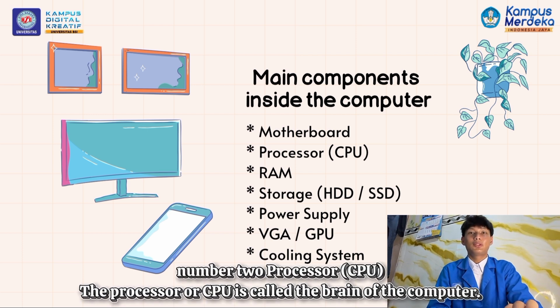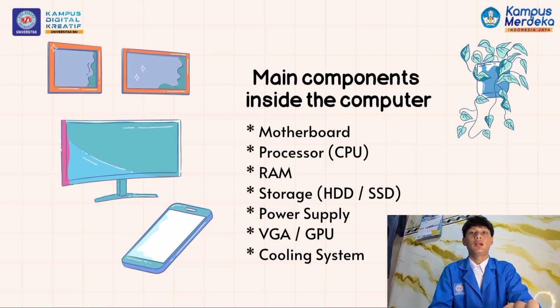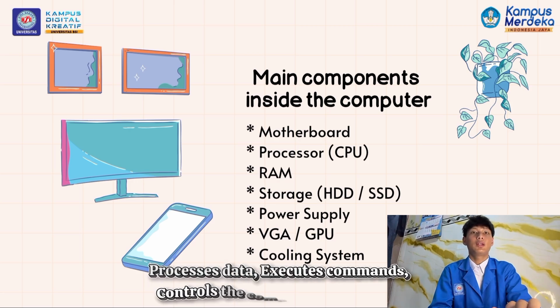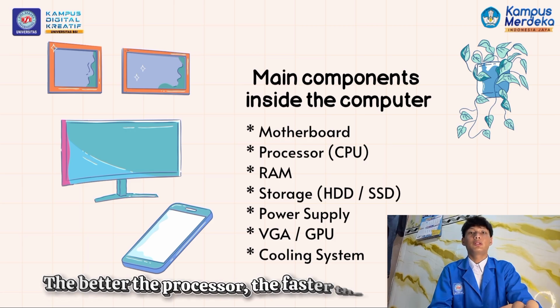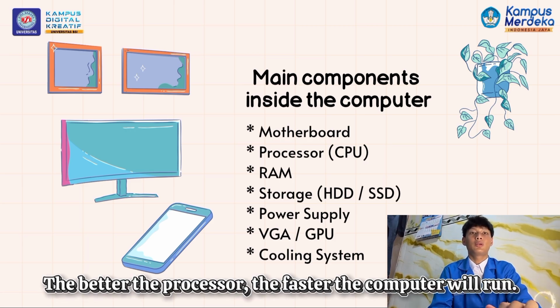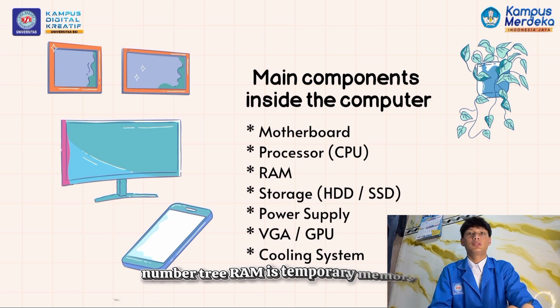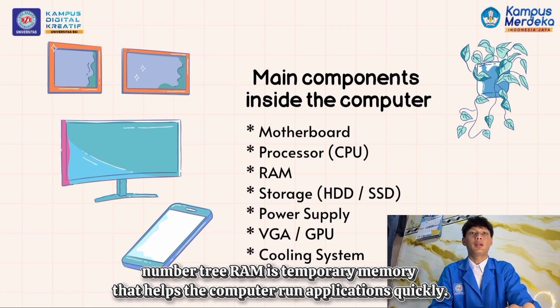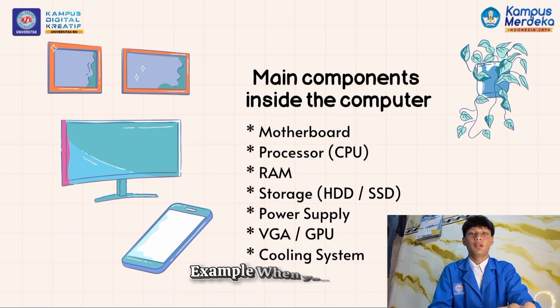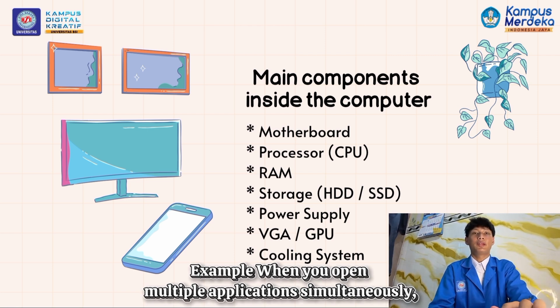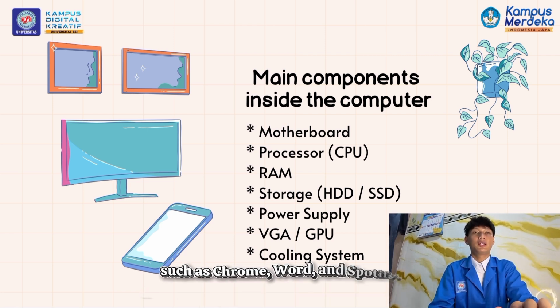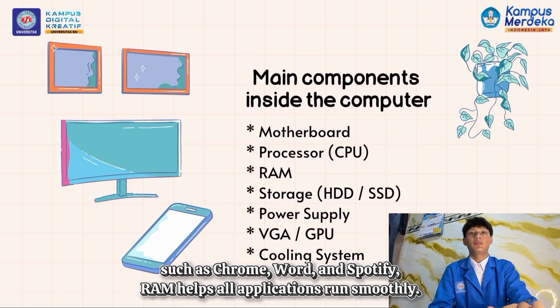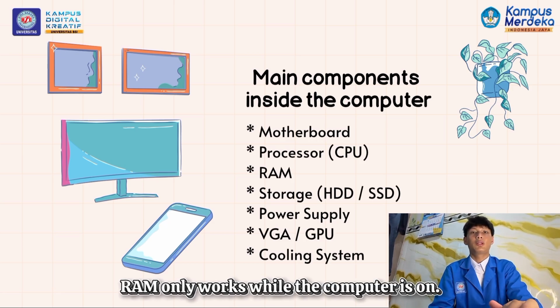Number 2, processor or CPU. The processor or CPU is called the brain of the computer. Function of the CPU: process data, execute commands, control the computer operation. The better the processor, the faster the computer will run. Number 3, RAM. RAM is temporary memory that helps the computer run applications quickly. Example: when you open multiple applications simultaneously, such as Chrome, Word, and Spotify, RAM helps all applications run smoothly. RAM only works while the computer is on.